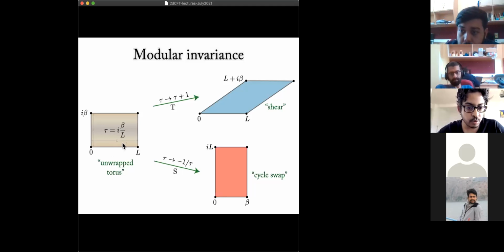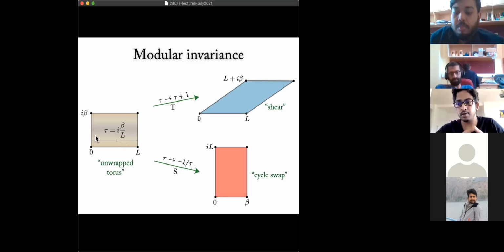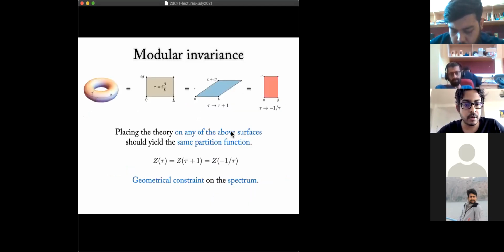Now, what you can also do is to exchange the cycles of the torus, and that corresponds to this sort of a rotation, which is this. So this is like swapping the cycles. And under this action, your modular parameter tau goes to 1 over tau. This is something which is called the S modular transformation. Again, if you identify the opposite edges, you get back the same torus. So these three surfaces represent the same surface.